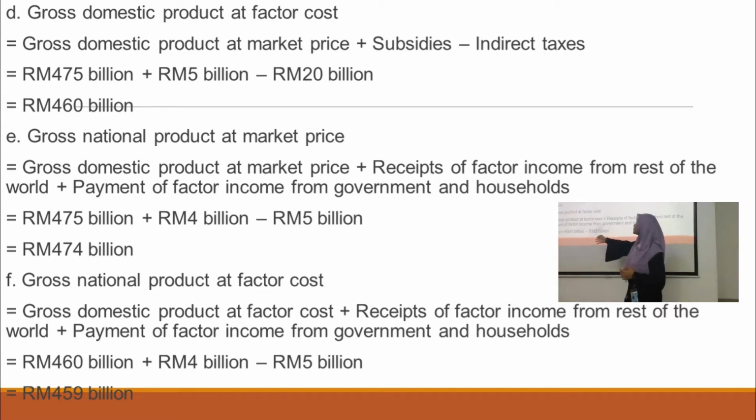Okay, we continue to case study 1. For F, gross national product at factor cost. We can see the formula: gross domestic product at factor cost plus receipt of factor income from the rest of the world plus payment of factor income from government and household. You can see 460 billion plus 4 billion plus 5 minus 5 billion is the answer, 459 billion.